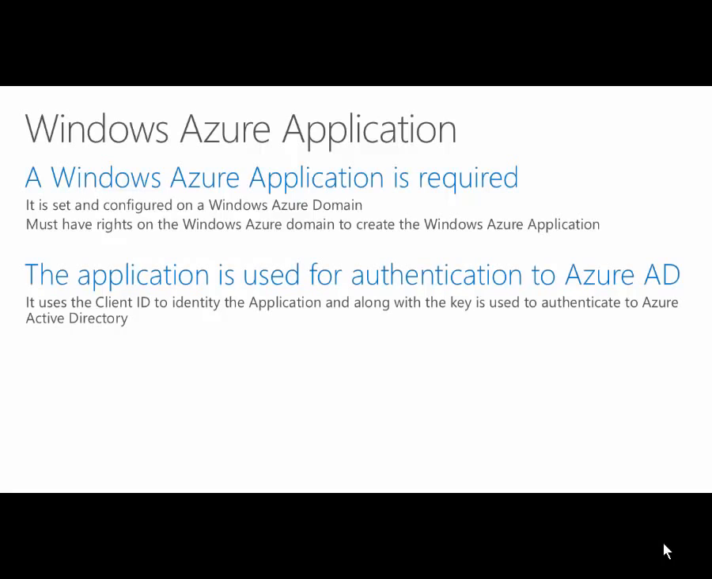The application is used for authentication to AD. During the creation of the application, we're going to create a client ID, and it's going to be used to identify the application on the domain. And second, a key is going to be created, and that combination is going to allow us to authenticate to Azure AD.